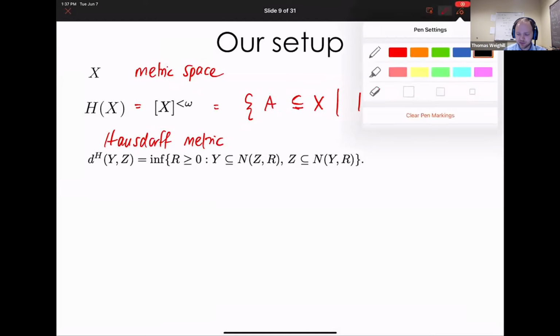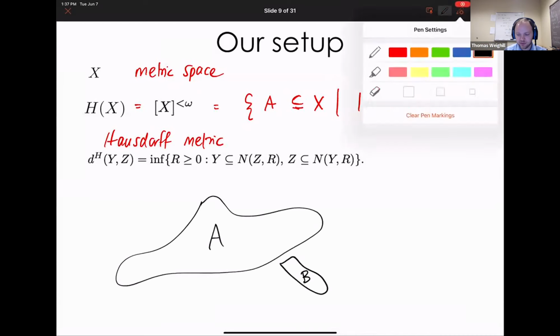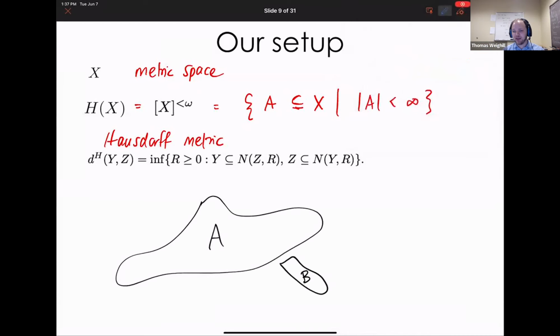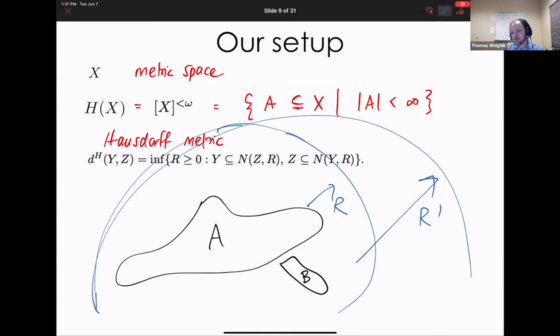What is it? Well, I'll quickly draw a picture if you haven't seen it before. If you've got some space A and you've got some subset B, you ask two questions. You ask, what's the radius around B that encapsulates A? So maybe it's this radius here. And you ask, what's the radius around A that encapsulates B? Maybe it's this radius here. And you ask for the maximum of those two, and that's the measure of how far apart these subsets are. So how much does it take for one subset to subsume the other one? Okay.